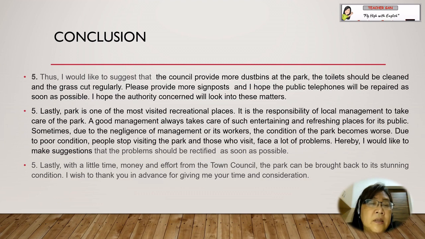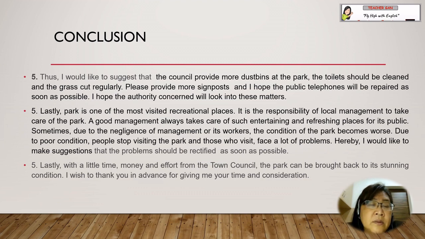Okay, another example. Lastly, the park is one of the most visited recreational places. It is the responsibility of local management to take care of the park. A good management always takes care of such entertaining and refreshing places for its public. Sometimes, due to the negligence of management or its workers, the condition of the park becomes worse. Due to poor condition, people stop visiting the park. Those who visit face a lot of problems. Hereby, I would like to make suggestions that the problem should be rectified as soon as possible.